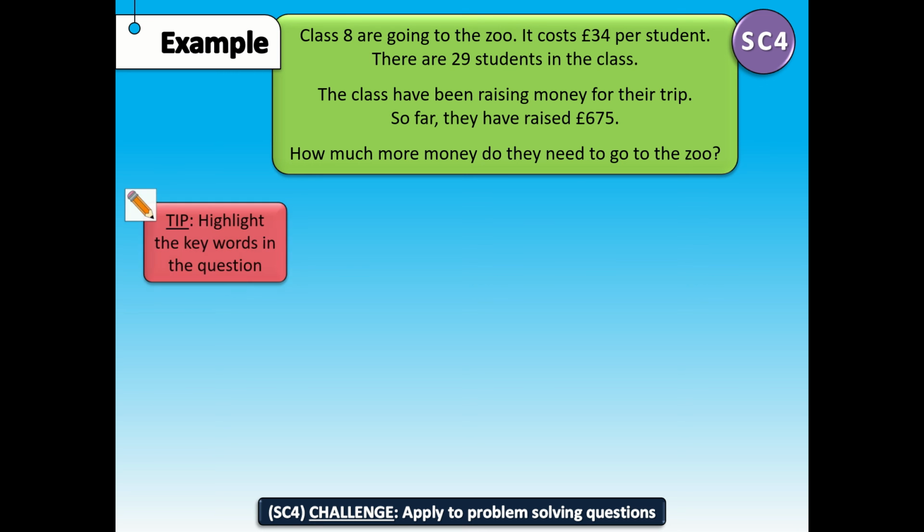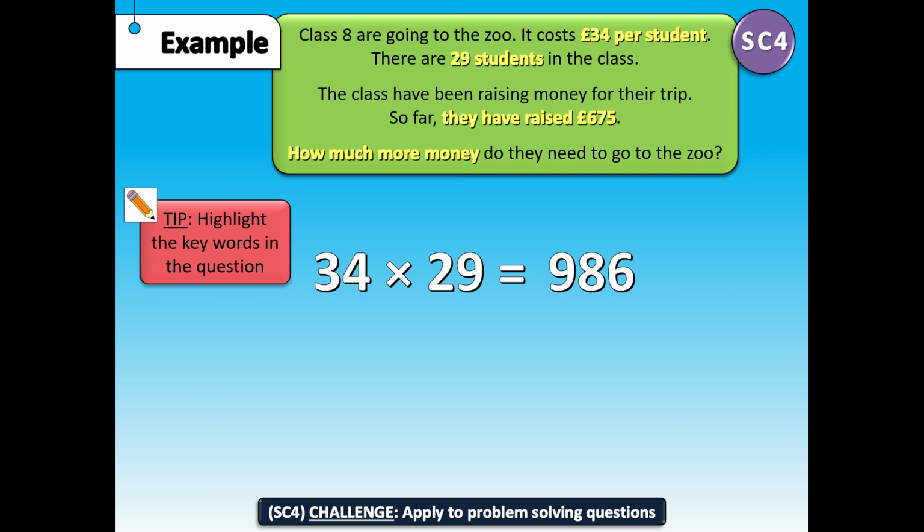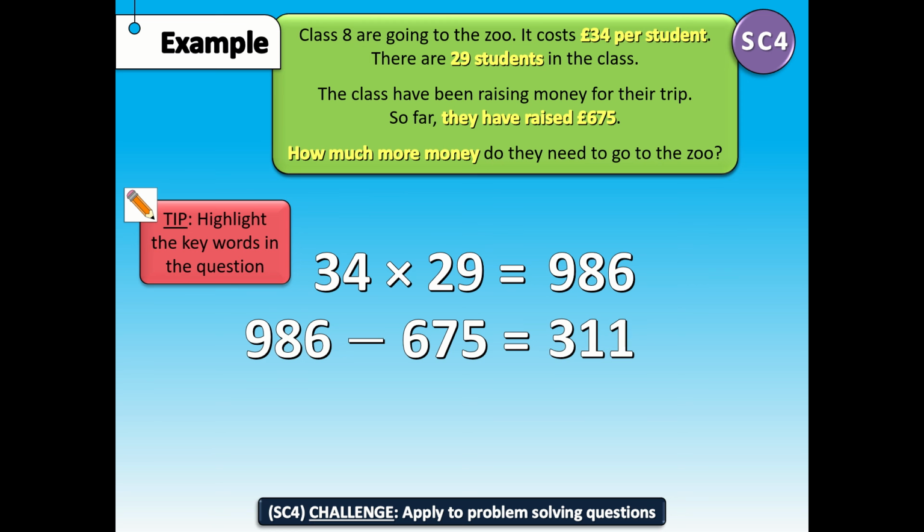So to answer a question like this, it can be important to highlight the key parts of the question. So first of all, we work out how much money they need in total. So that's £34 per student, and there's 29 students. So that's £986. Now they've raised £675 so far. So they need to raise £311 more.